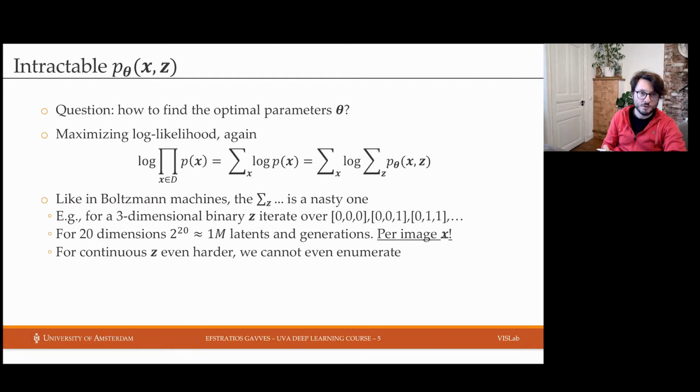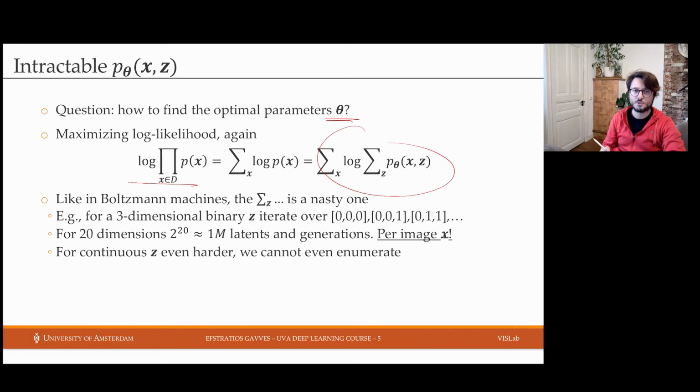So, in the end, we are interested in finding good parameters for our latent variable models, and these parameters might be expressed by theta. The reasonable thing to do is to try to maximize the log likelihood, and by inserting the marginal likelihood in our log likelihood, we obtain this log sum expression. Now, we have seen some similar formulation in the Boltzmann machines, and we saw that actually summing over all possible z's is a nasty computation.